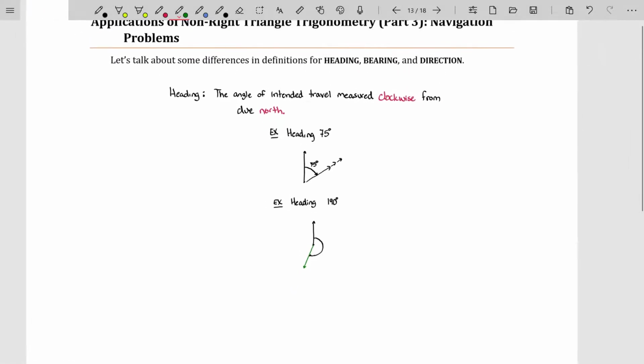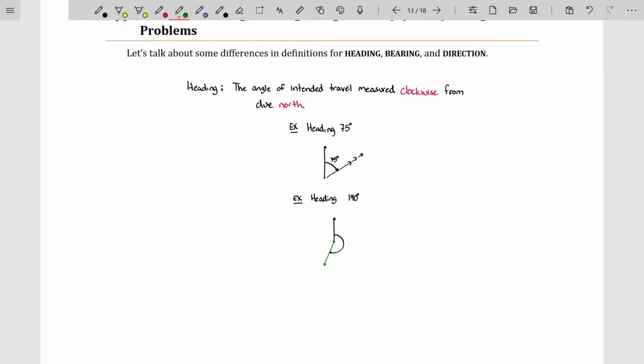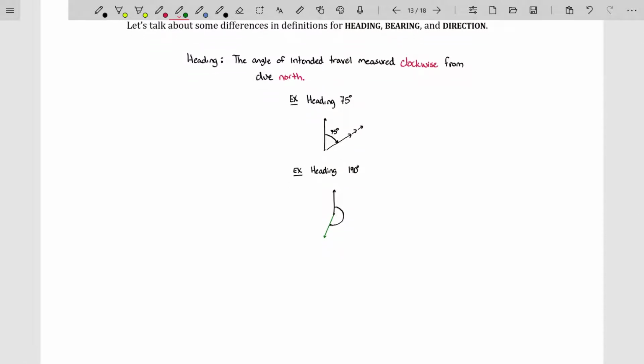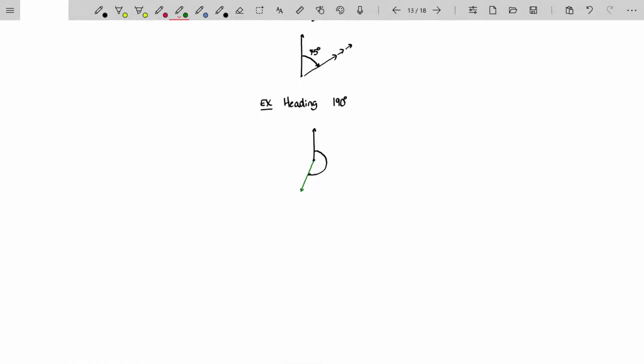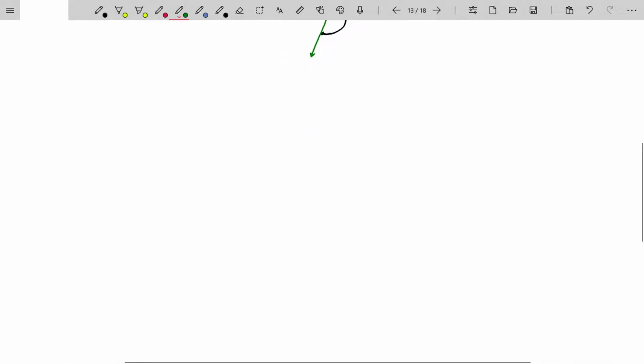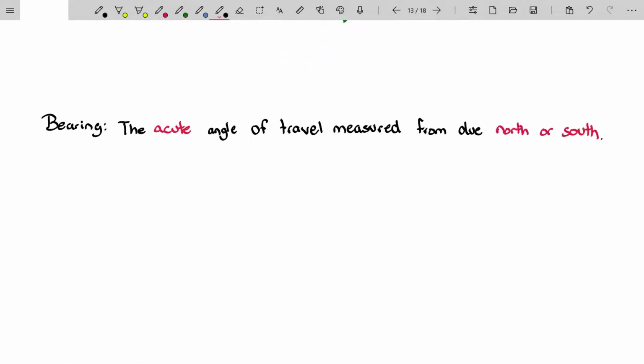The second one, which is bearing, is one of my favorites, but it also tends to throw people off. Bearing is not exclusively used in ship navigation, but it does get used in ship navigation and hiking a lot. And how is it defined? This is actually a harder definition to really write down to be accurate, but this is the best I could do right now. Bearing is the acute angle of travel measured from due north or south.